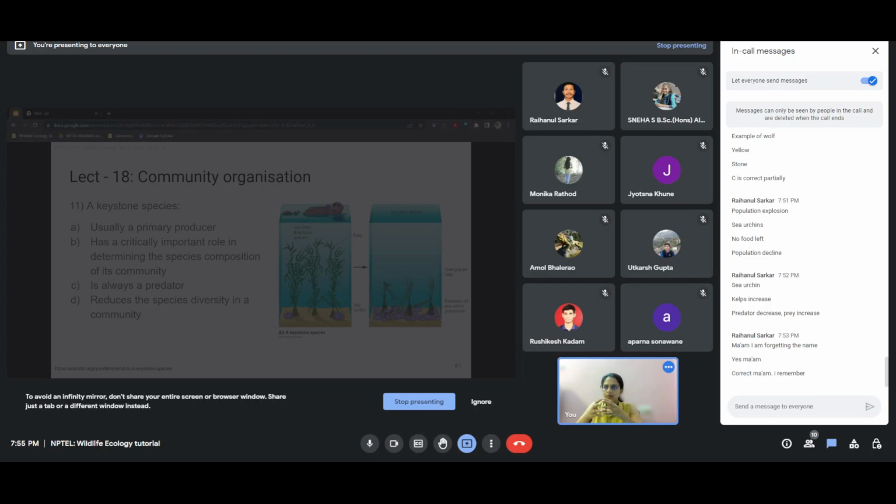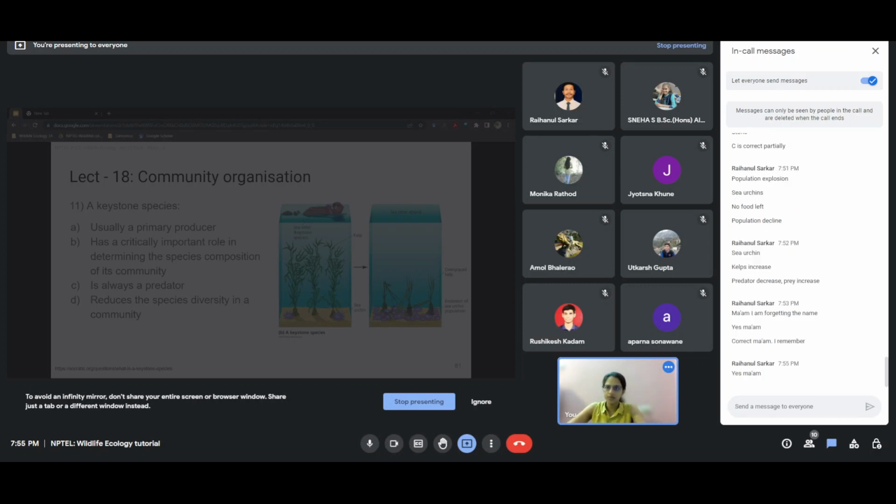So don't go about studying community ecology only as community ecology, and behavior only as behavior, right? Because all these concepts tie together to form the big picture, right? Okay, so I hope keystone species are clear to everyone, and we can just move on now.